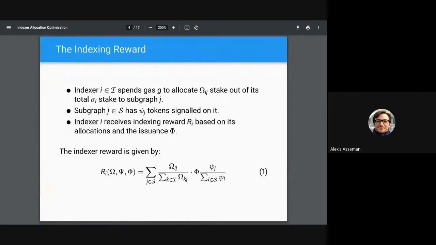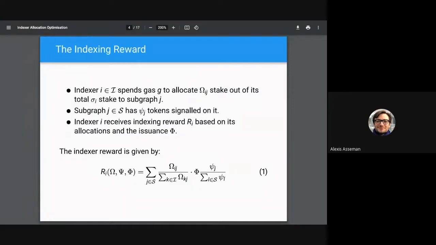So the indexing reward, I assume many of you are familiar with this, but I'll go over it pretty quickly. So some indexer I, this notation just means in the set of indexers, if you're not familiar with math notation. So some indexer spends some gas to allocate some stake omega ij, which is just a matrix, out of its total stake, sigma I, to the subgraph J.